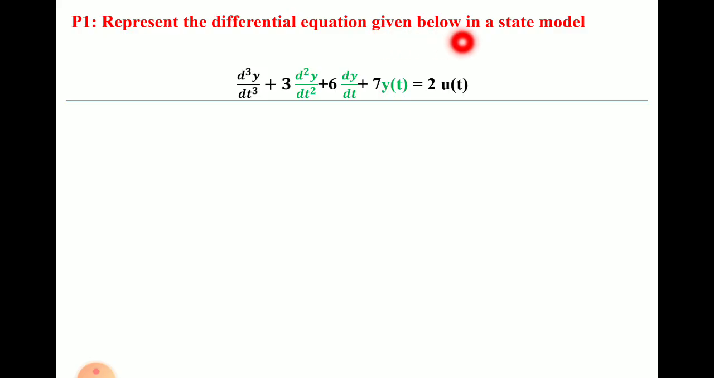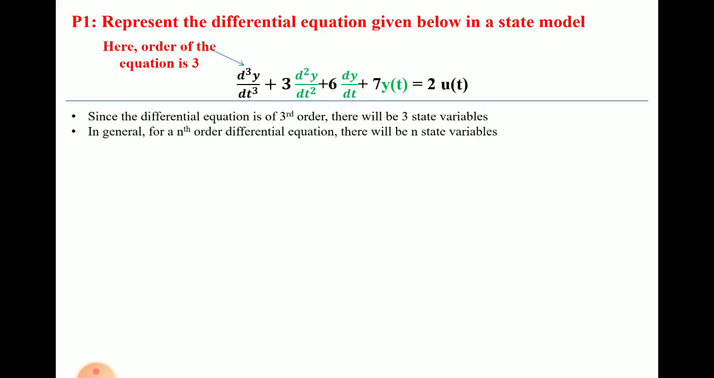Represent the differential equation given below in a state model. d cube y by dt cube plus 3 into d square y by dt square plus 6 into dy by dt plus 7 into y of t is equal to 2 into u of t. The very first step involves identifying the number of state variables. General theory states that for a given differential equation, the number of state variables will be equal to the order of the system. Here, the order of the given differential equation is 3 and hence there will be 3 state variables.